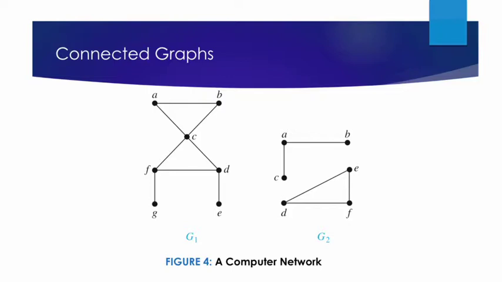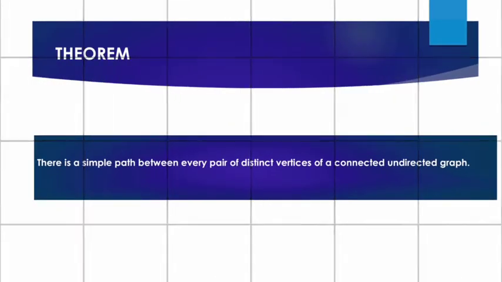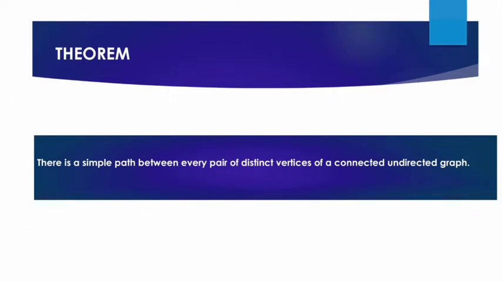However, the graph G2 in figure 4 is not connected. For instance, there is no path in G2 between vertices A and B. So this leads us to conclude the following theorem: there is a simple path between every pair of distinct vertices of a connected undirected graph.